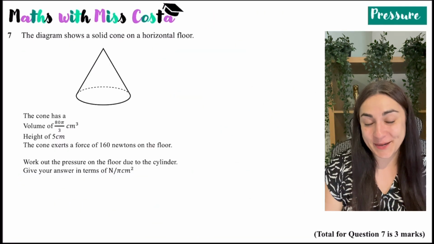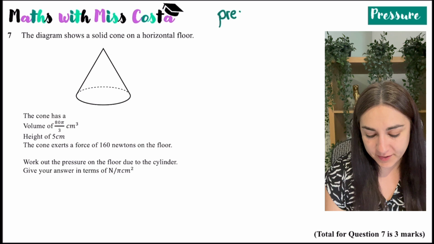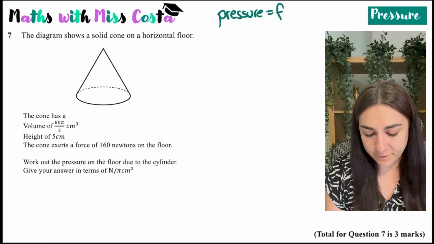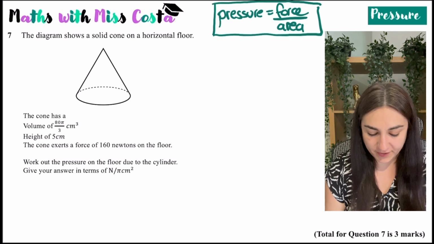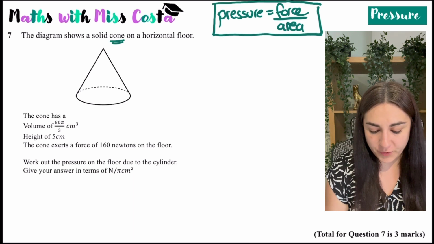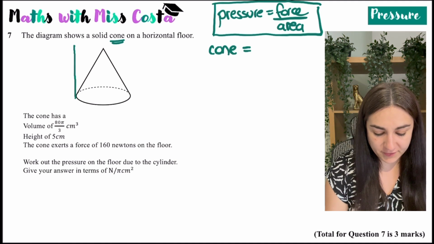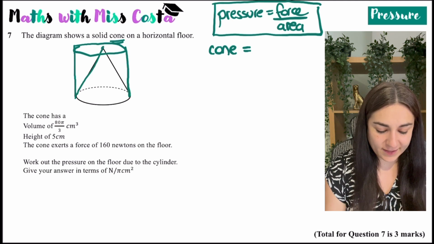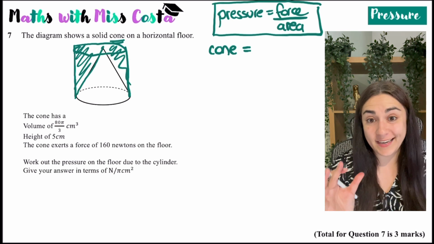Okay, so a slightly tricky question. The likelihood is that you will get given the formula for pressure, but just in case, the formula for pressure is force over area. So I need to bear that in mind because this question is asking me to find the pressure. I've also been given a cone. Now the formula for a cone, if you just imagine that you extended it and turned it into a cylinder, hopefully you can see that roughly you could fit 3 cones into it.